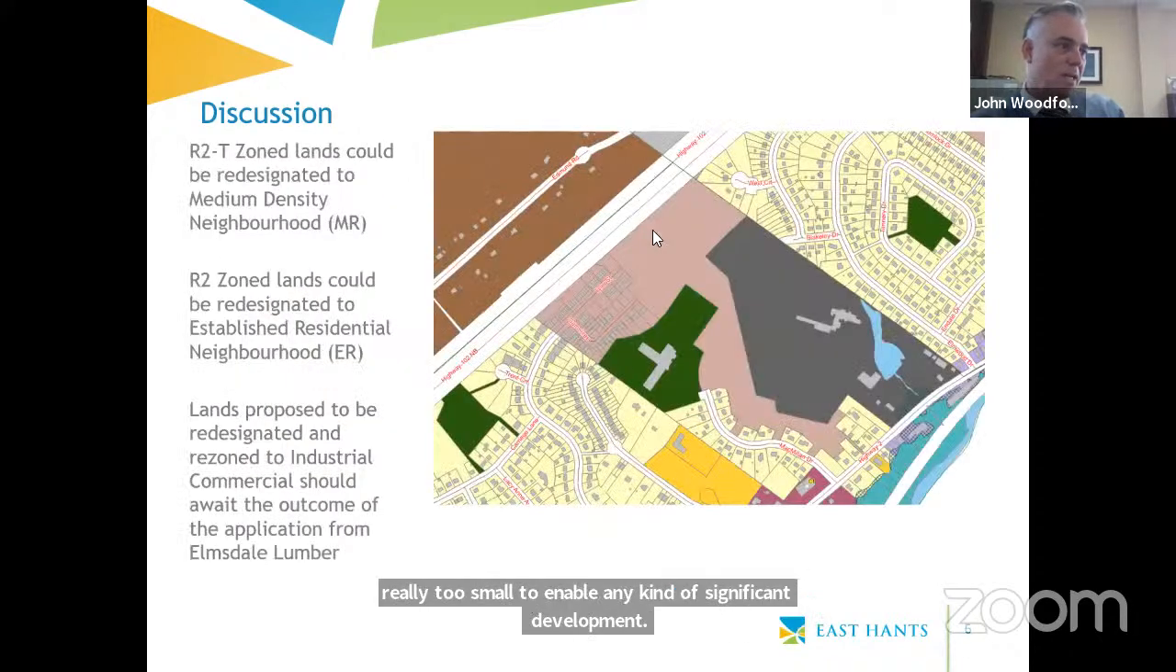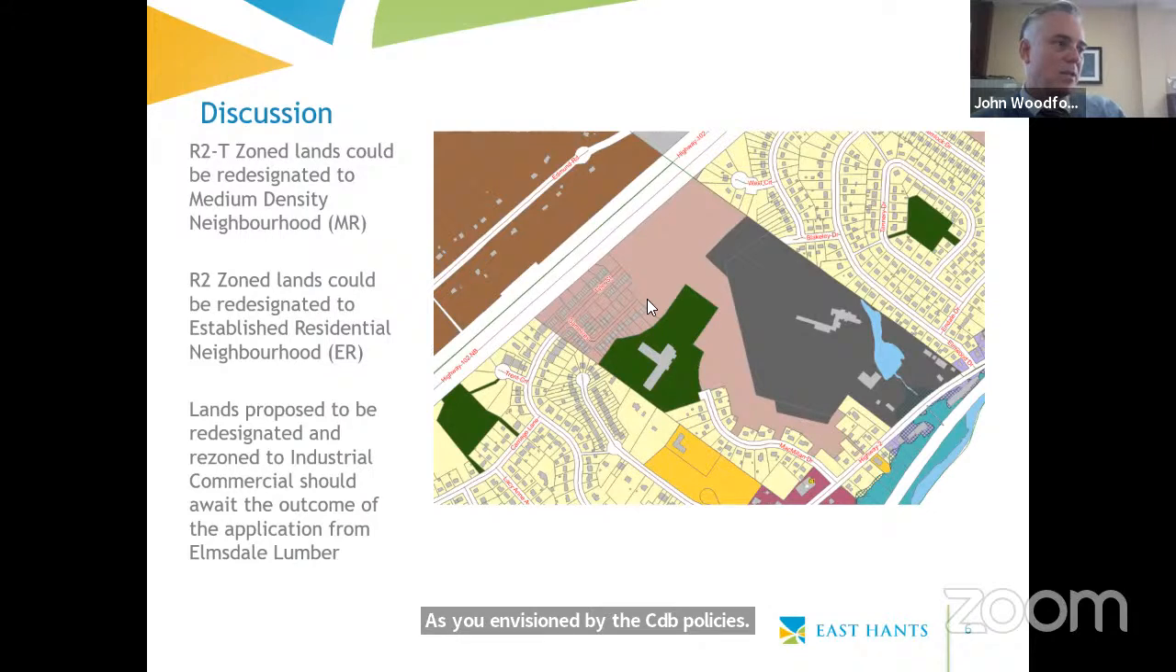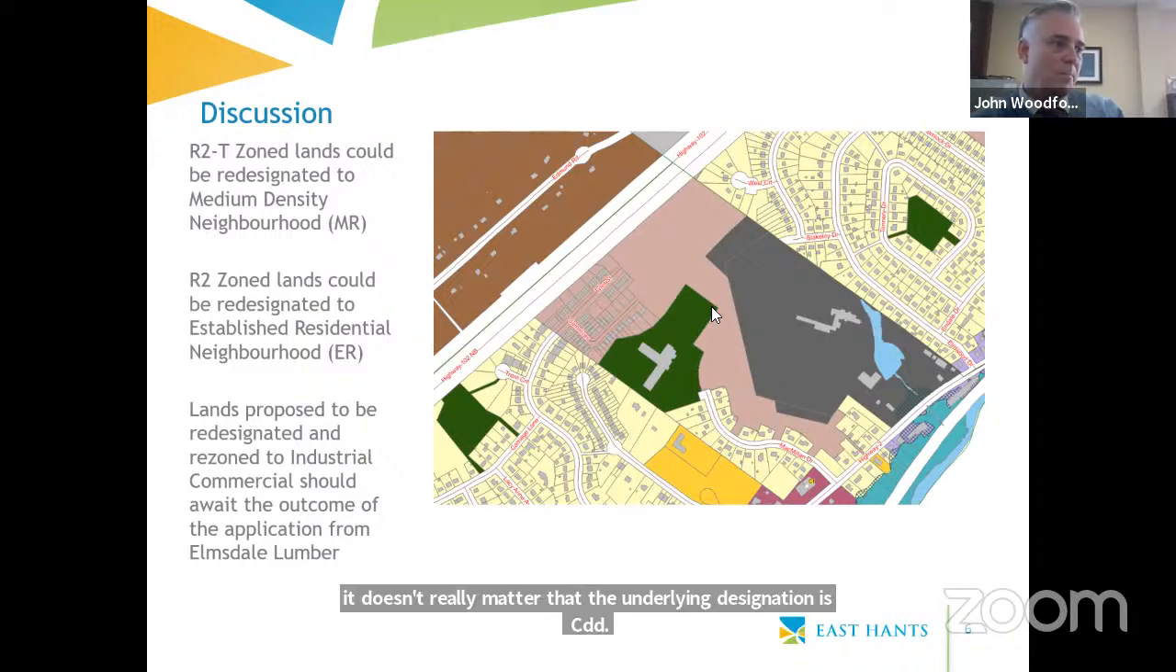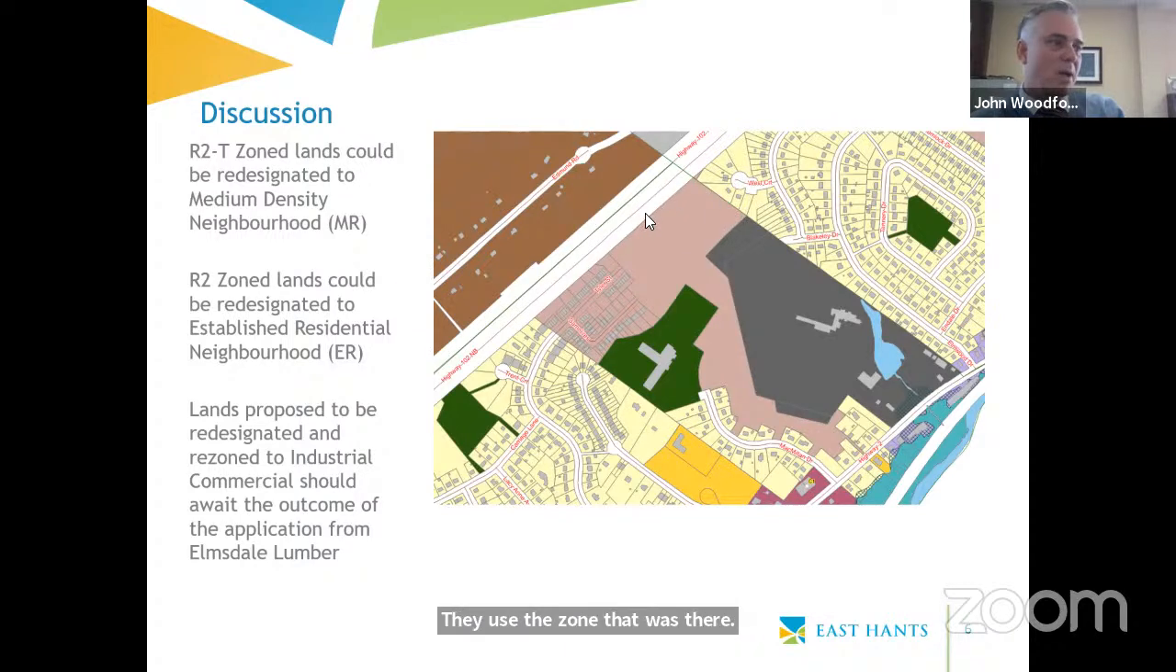So this is that site in pink here. As you can see, this is the FH land they did as of right. The new street, Sam Crescent, and an extension of Tyler Street. That's pretty well built out now, so it doesn't really matter that the underlying designation is CDD. They used the zone that was there. And then the Elmsdale Lumber application relates to the area up here that they're considering for a biochar facility.